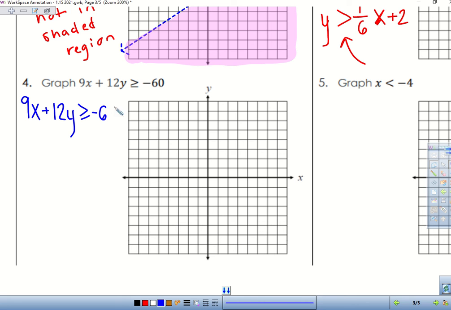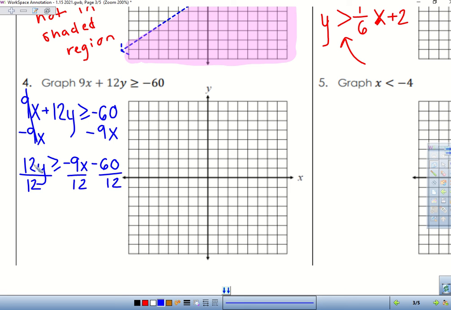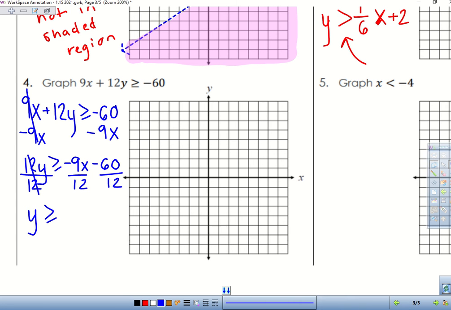So the first thing I'm going to do is subtract 9x on both sides. That's going to give me 12y is greater than or equal to negative 9x minus 60. Then what am I going to do? Divide by 12. Good. Divide everything by 12. The fraction negative 9/12 will reduce to what?